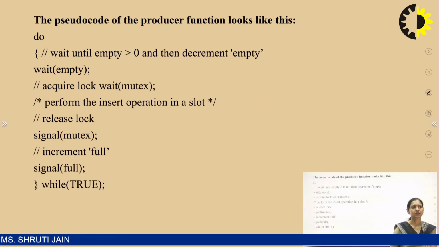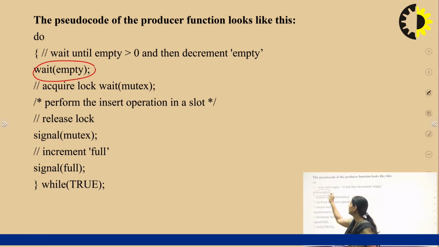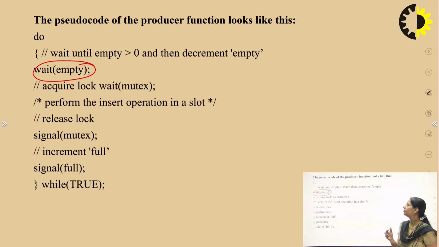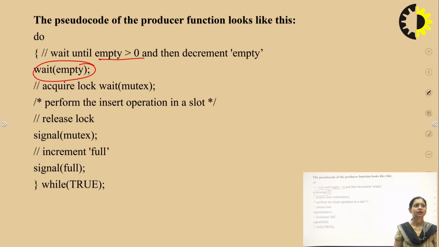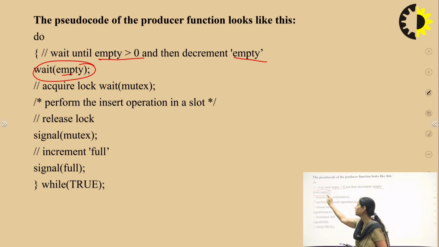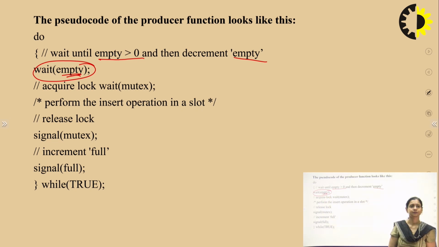So if we look at the pseudocode, what happens? It waits on empty. This pseudocode is related to the producer function, where the producer wants to produce an item. When the producer is entering into the system, it will wait until the value of empty is greater than 0. If the value of empty is greater than 0, then it will decrement the value of empty by putting a wait semaphore onto empty.